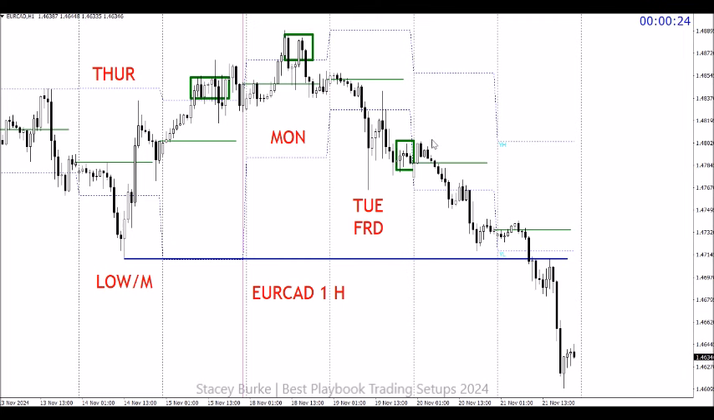We have breakout traders in the market, and this market continued to break down, closing in breakout again in the US window on Wednesday.